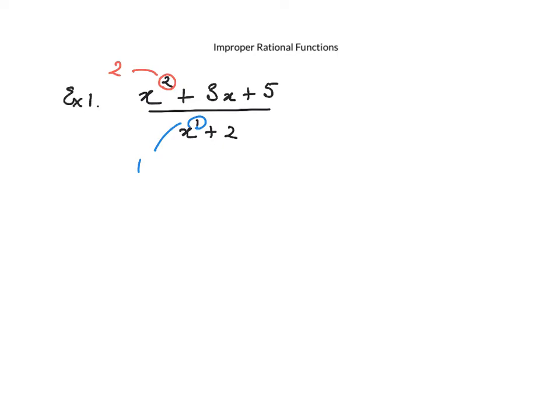I'll make this example 1. So we want to divide x plus 2 into x squared plus 3x plus 5. So we set up the division like that. Then we ask ourselves, what do we multiply this x by to get this x squared? We multiply by x. So I'm going to put the x here.